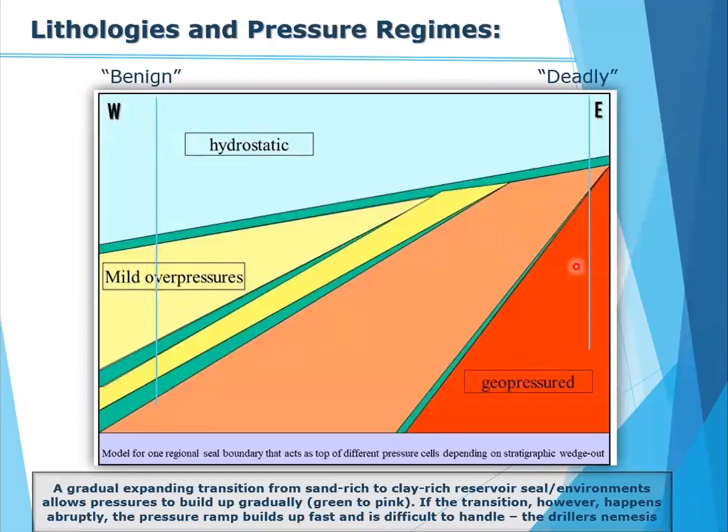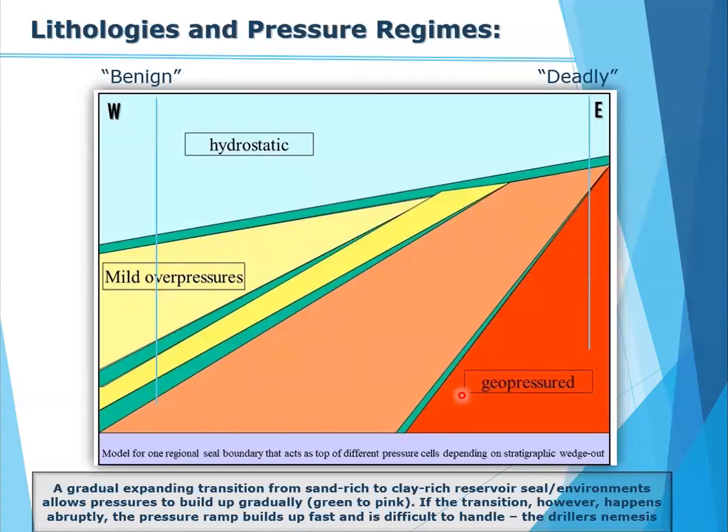And again, when we go back to our Sabah shelf here, we have a kind of a model, which is maybe far too simplistic, but maybe it gives a message. First, in the shallow area, we have a hydrostatic realm. And beneath the hydrostatic realm, we have different reservoir seal settings.